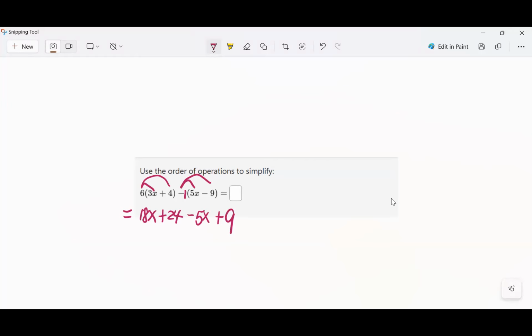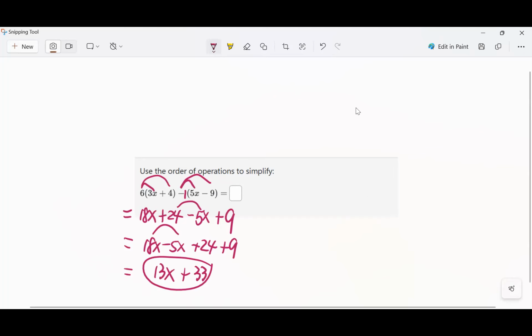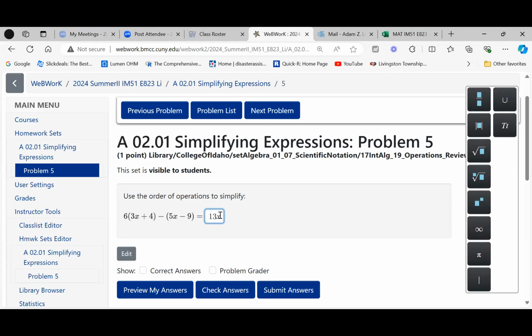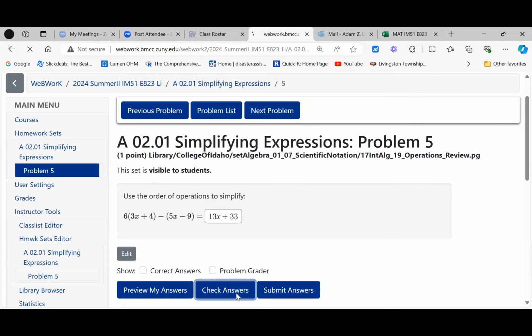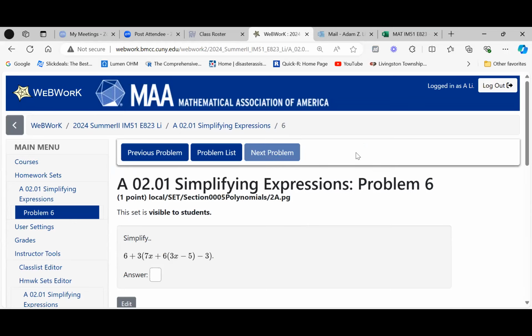Now you can switch between terms, right? So 18x minus 5x first, then adding 24. We're gonna combine those two terms. You get 18x minus 5x is 13x. 24 plus 9, that's 33. So the answer is 13x plus 33. Any question about this? Okay, so that's the correct answer.